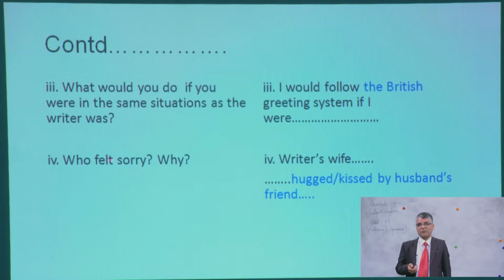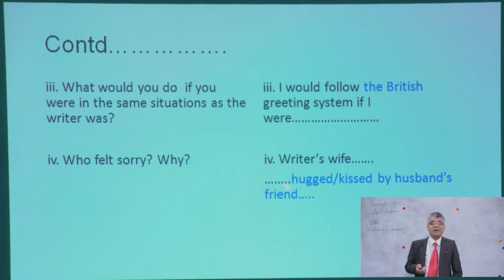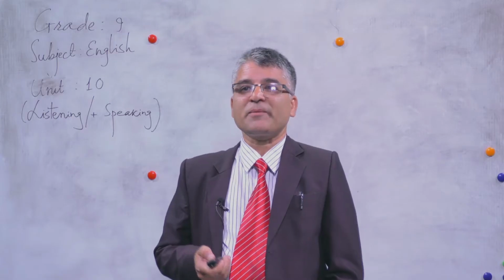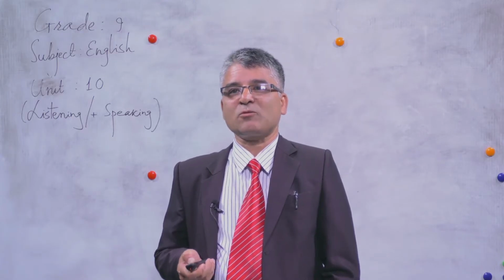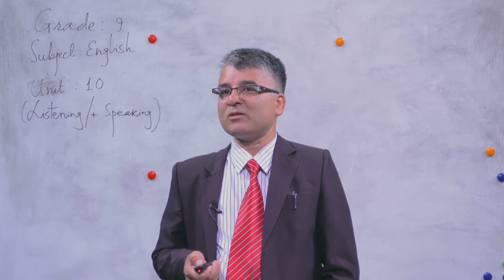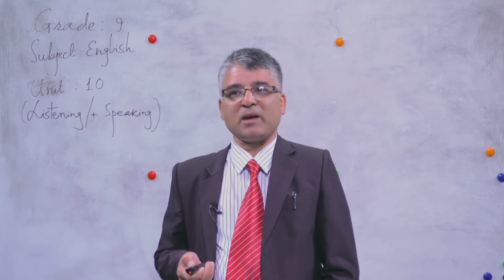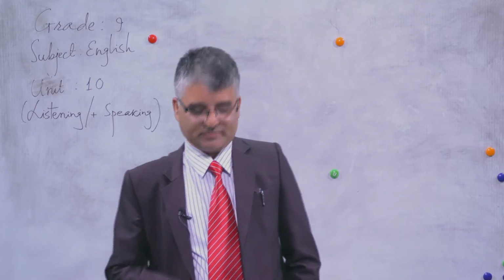The next question is: who felt sorry and why? You can see definitely it is the writer's wife, because these are the clues: hugged, kissed by husband's friend. Because the writer's wife was hugged and kissed by her husband's friend, and she could not tolerate that. Even she was not informed about that. That's why the answer is that the writer's wife felt sorry because she was hugged and kissed by her husband's friend.